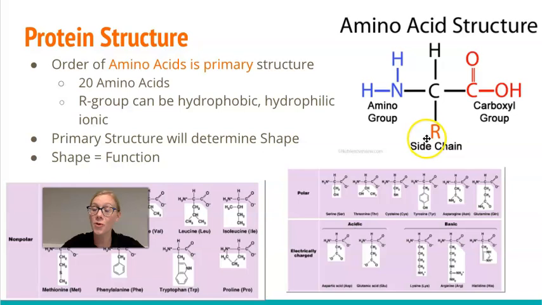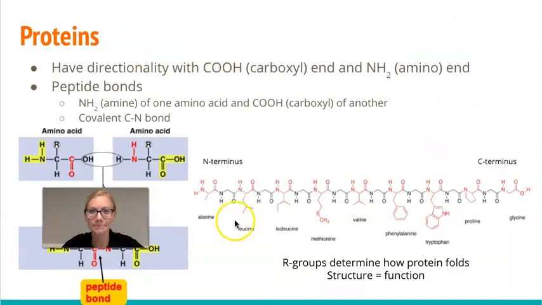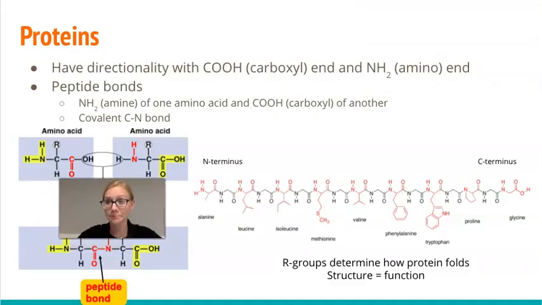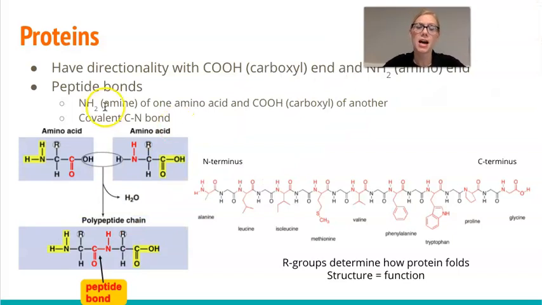You don't need to know all the R groups, but you do need to be able to recognize the difference in them. So proteins then have what we call directionality. We have a carboxyl, COOH end, and an amino end, which is our NH2 end. When we take monomers and bond them together, we form what we call a peptide bond when those link together. Here you can see our OH and our H of our amine group through dehydration synthesis.